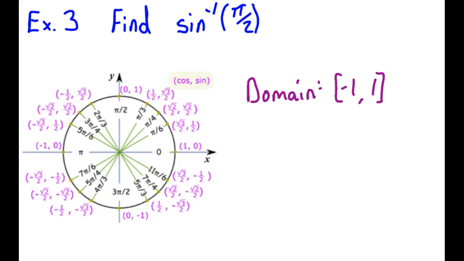Example 3, we want to find the inverse sine of pi over 2. In this problem, we actually aren't going to come up with an answer. We have to think about the domain of the inverse sine function, which goes from negative 1 to 1. And if we look at the value of pi over 2, that is going to be outside of that given domain. So the answer for this would be does not exist.